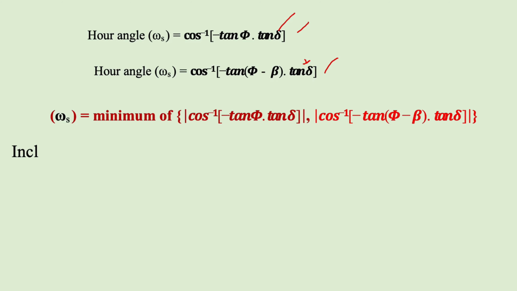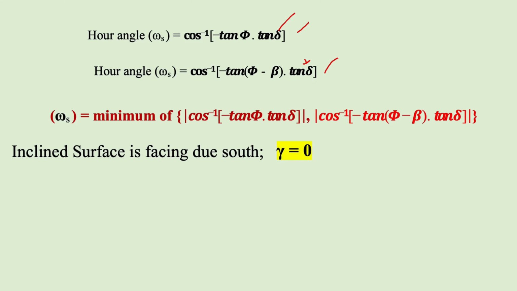Now let us learn something more. Till now we have learned the case where the surface is inclined, in the northern hemisphere, and facing due south. But suppose the surface is inclined in the northern hemisphere itself, but facing due north. Then how to proceed? We proceed in the same manner, but in this case we take gamma as 180 degrees, and by placing the value of gamma in the equation of angle of incidence, we derive the equation and get the hour angle omega s equal to cos inverse of minus tan (phi plus beta) tan delta.